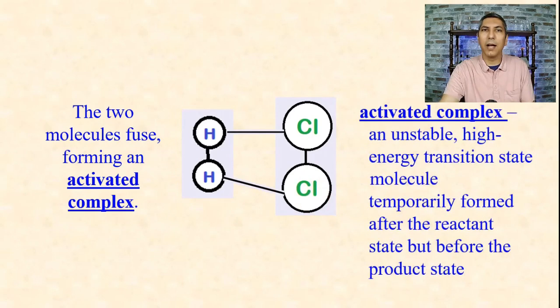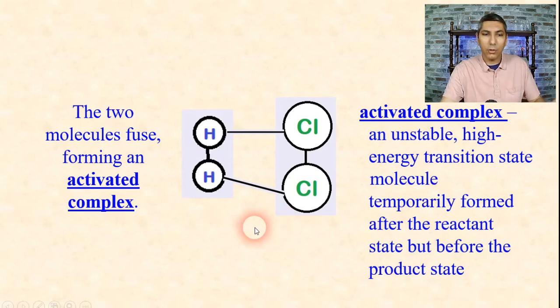Now, an activated complex is just an unstable, high-energy transition state molecule. This is not the reactant, this is not the product, this is something that's kind of in the middle. This is a very temporary molecule that's formed after the reactant state, but before the product state. And as you look at this molecule, you might give this a formula of H2Cl2, but you can see that this is not very stable.